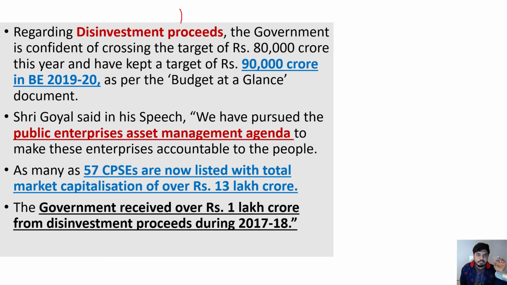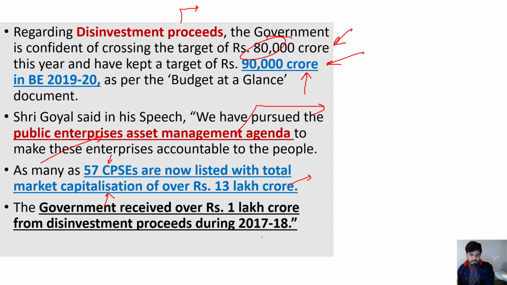Next, disinvestment targets are pegged at 90,000 crore rupees. It is crossing the target of 80,000 crore rupees. This was our target; now the target is raised to 90,000 crore rupees. It comes under the public enterprises asset management agenda of the government, which has been going on for some years now. A total of 57 central PSEs are now listed with a total market capitalization of more than 13 lakh crore rupees. So that's a huge amount.